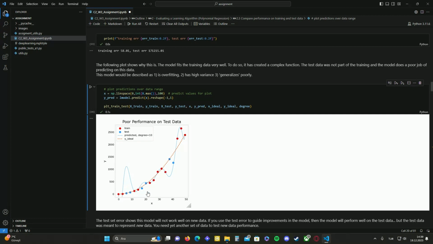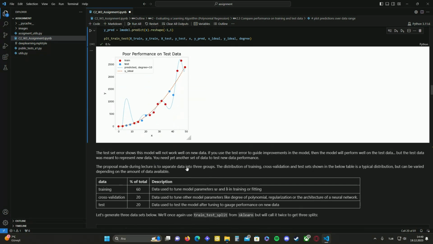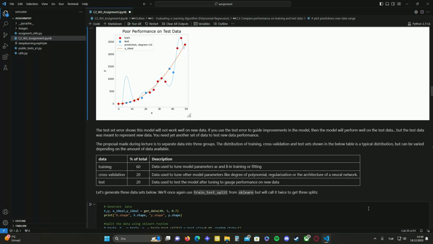And here is the predicted degree and y_ideal is the red dotted line. The test set error shows this model will not work very well on new data. But test data was meant to represent new data. You will need yet another set of data to test new data performance.